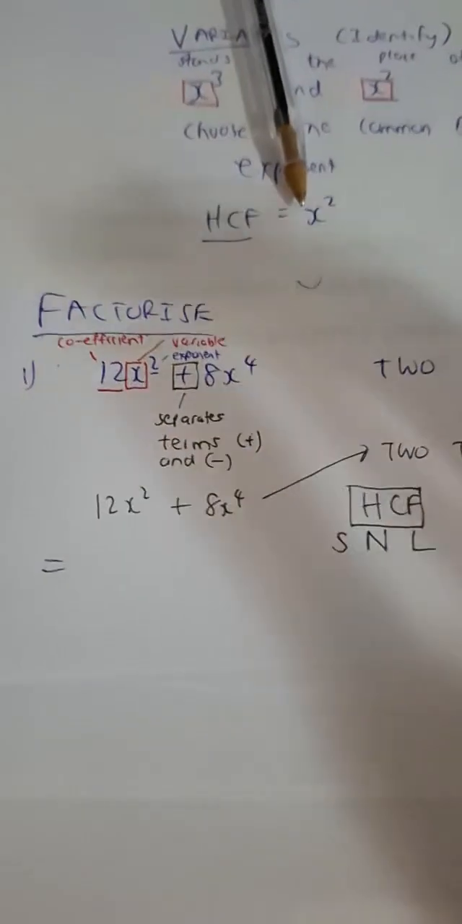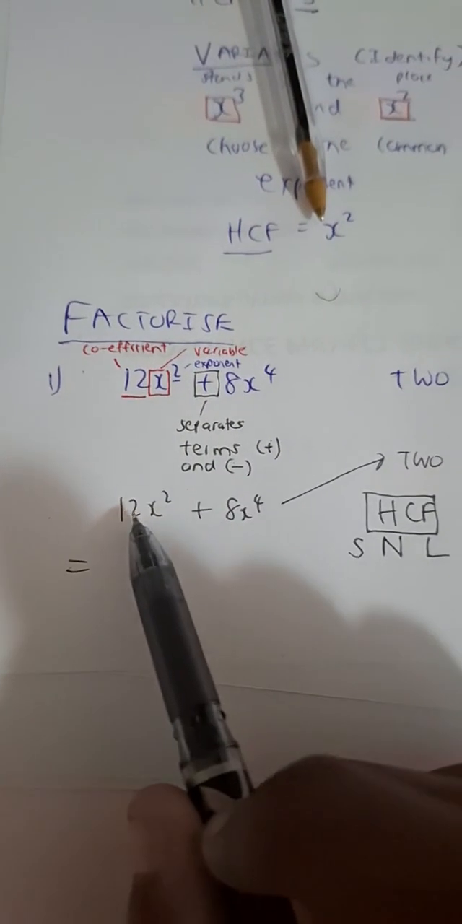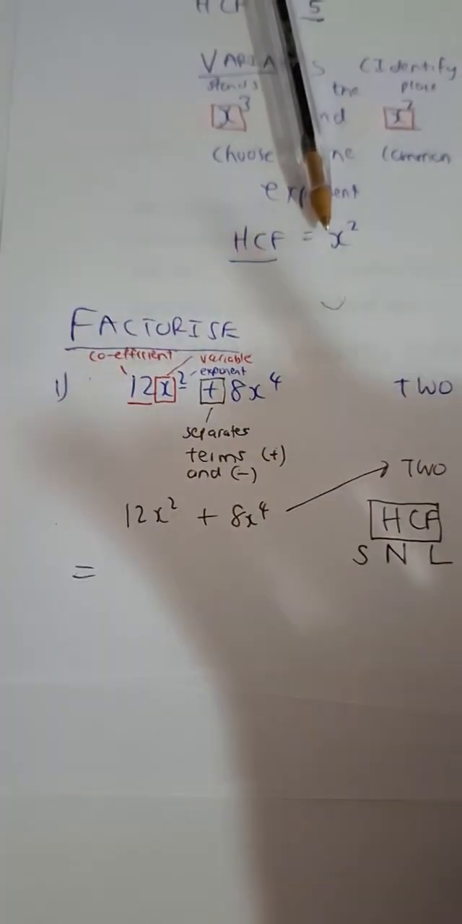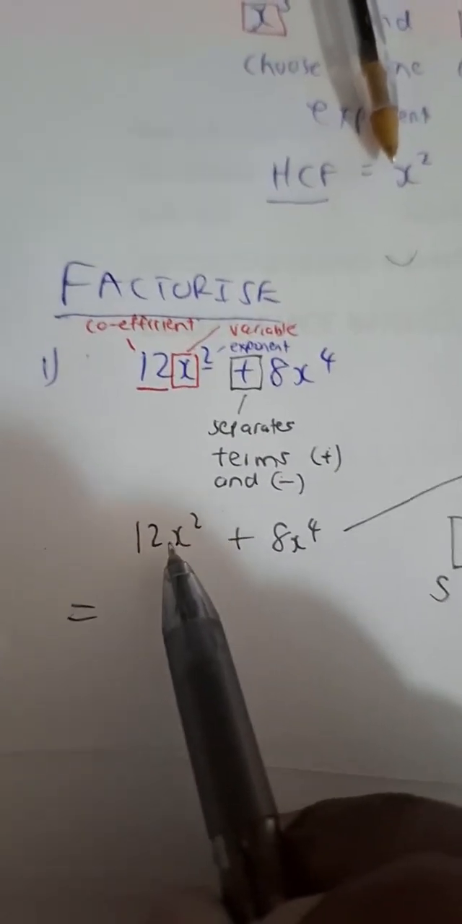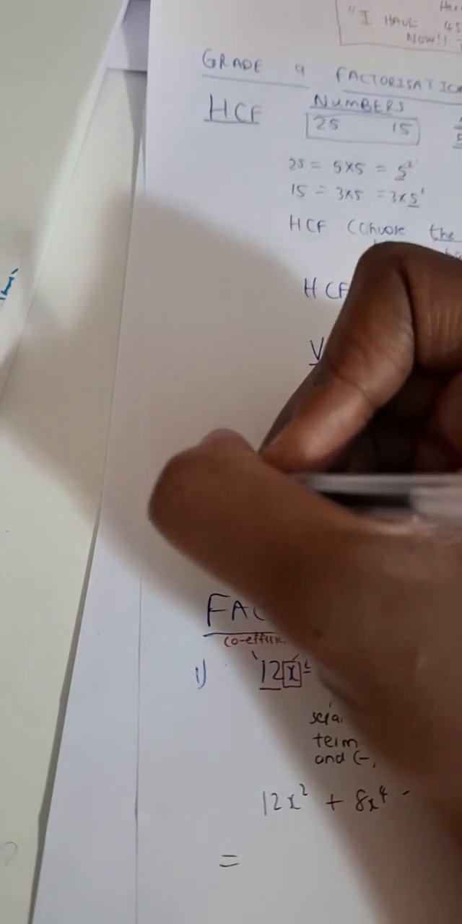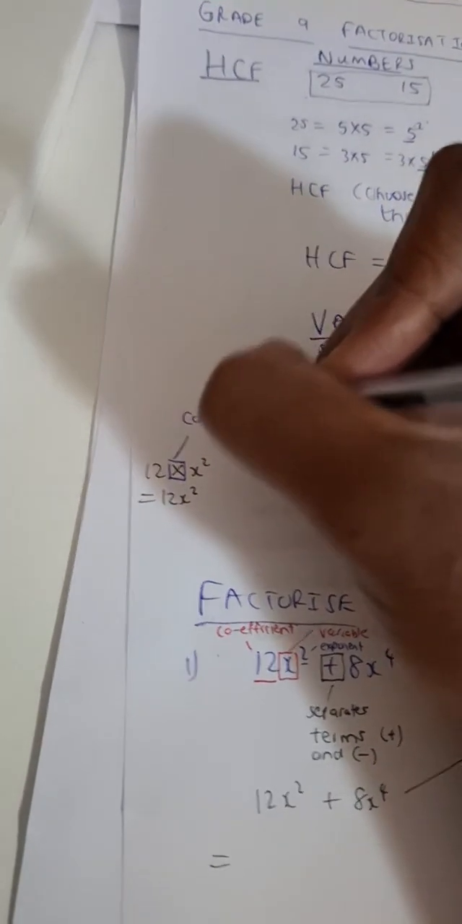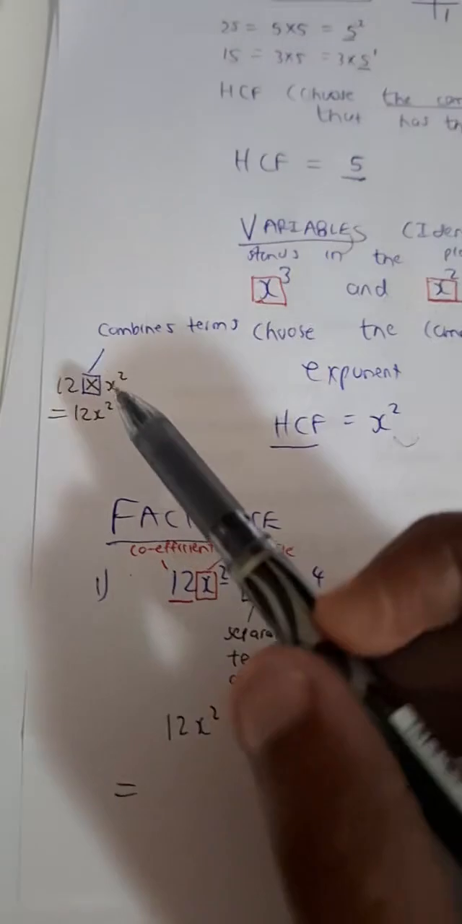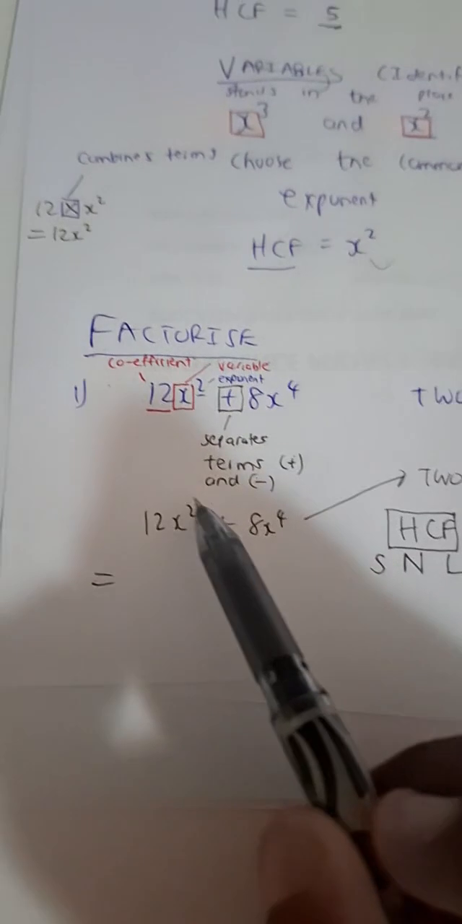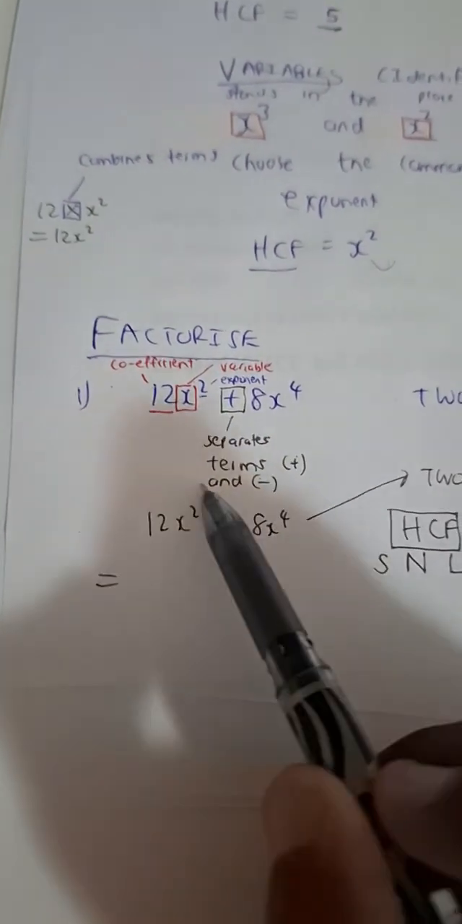And maybe you're asking yourself the question, what is joining the 12 and the x squared so that they are combined? The relationship between 12 and x squared is one of multiplication. So for instance, 12 times x squared will give you 12x squared. So multiplication does not separate terms, but it combines terms. That's why we refer to this 12x squared as one term.